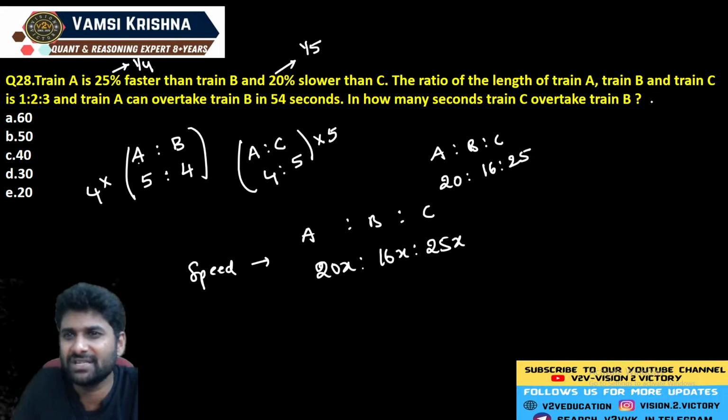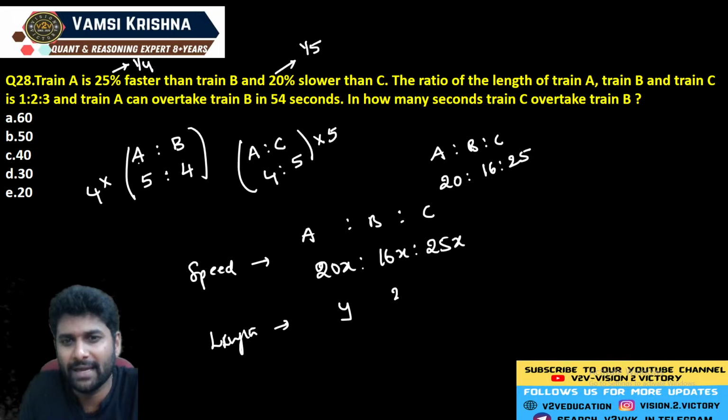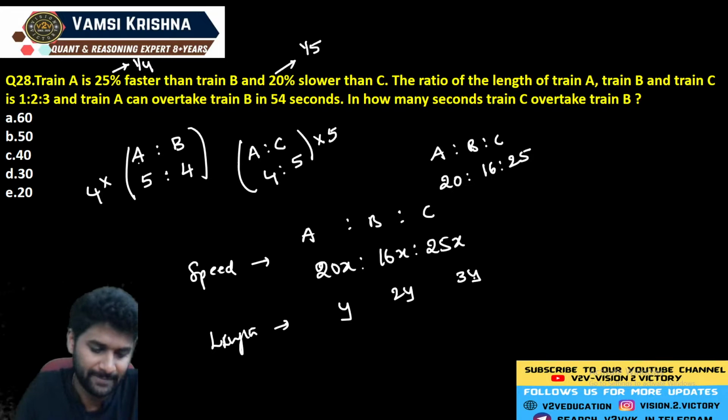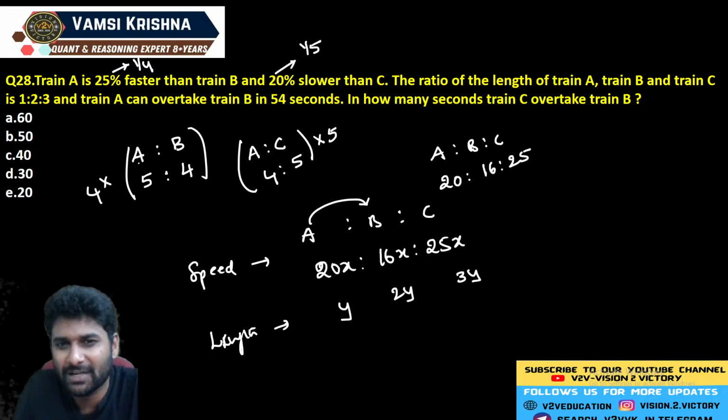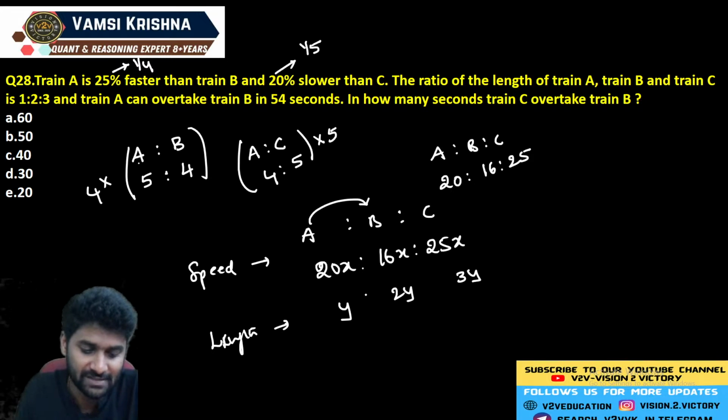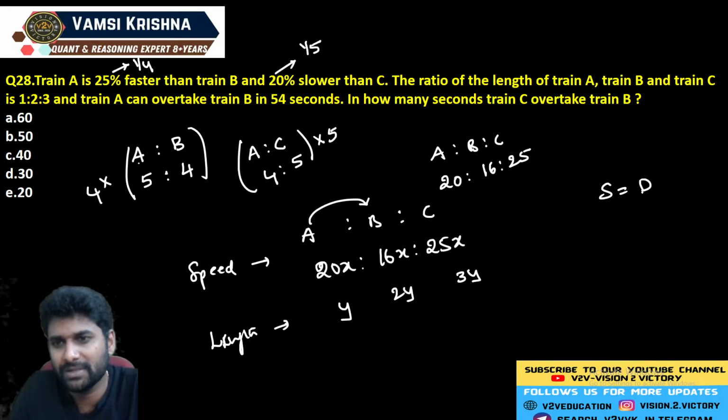And they clearly mention here that the lengths of the trains are exactly equal to y, 2y and 3y. Now the question: A overtakes B. What is the speed with respect to each other? If both are traveling in the same direction, relative speed is exactly equal to the difference. Speed is equal to distance by time.